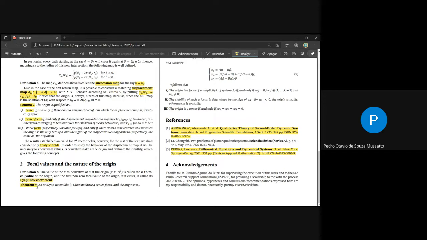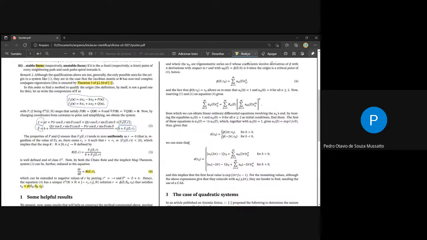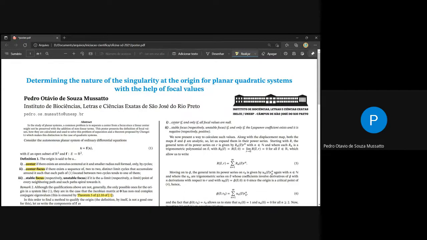As seen in Theorem 9, an analytic system does not have a center-focus, and if the Lyapunov constant doesn't exist, that is, all focal values are null, we will call the origin a center. If there is such a Lyapunov constant, it will be called a focus. If it is negative, the focus will be stable, or attracting, and if it is positive, it's going to be unstable, or repelling.